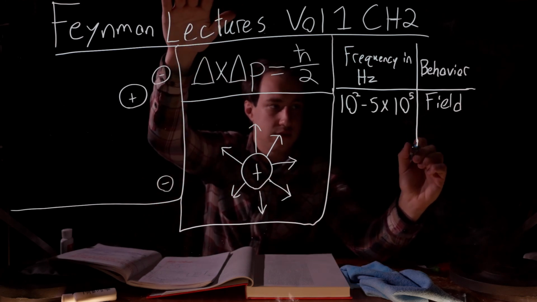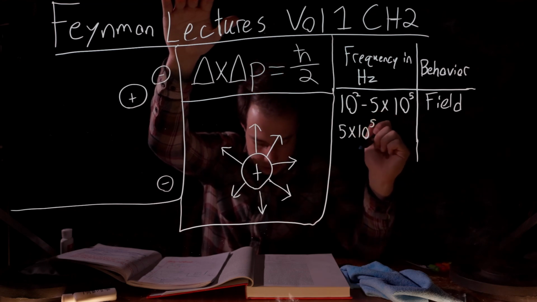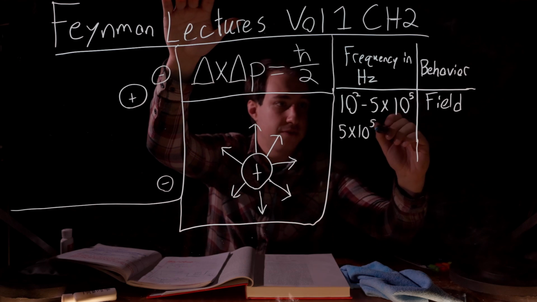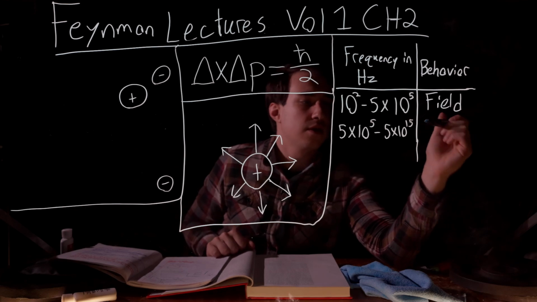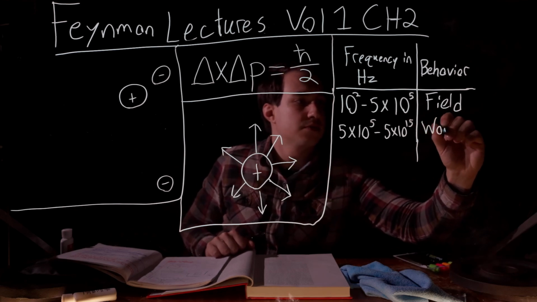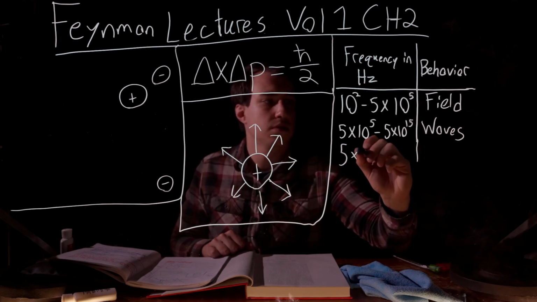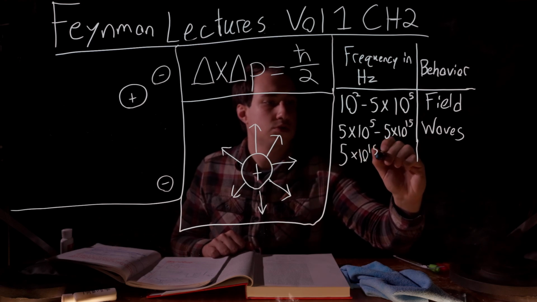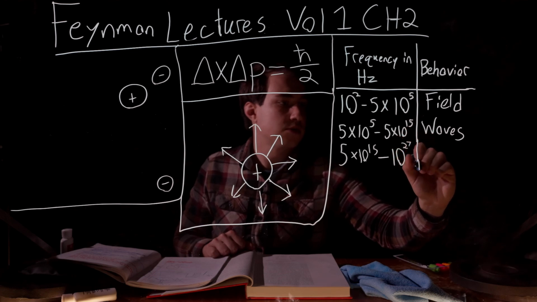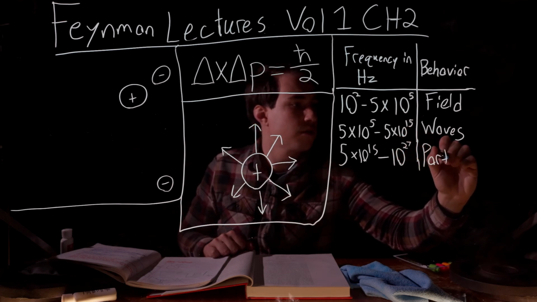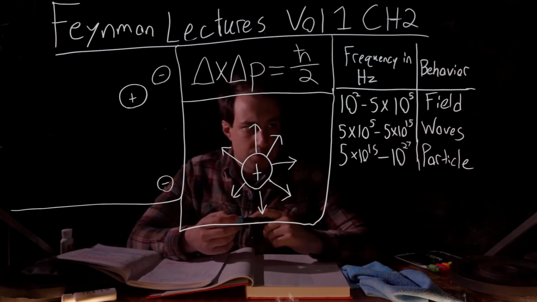And then he says that 5 times 10 to the fifth to 5 times 10 to the 15th is where you get the behavior of waves. And then 5 times 10 to the 15th to 10 to the 27th is where you get particle-like behavior. And you can look up the actual chart that he puts in the book.